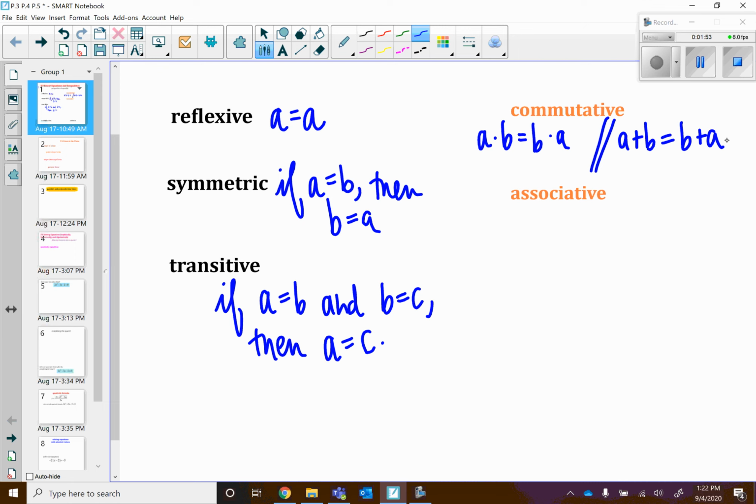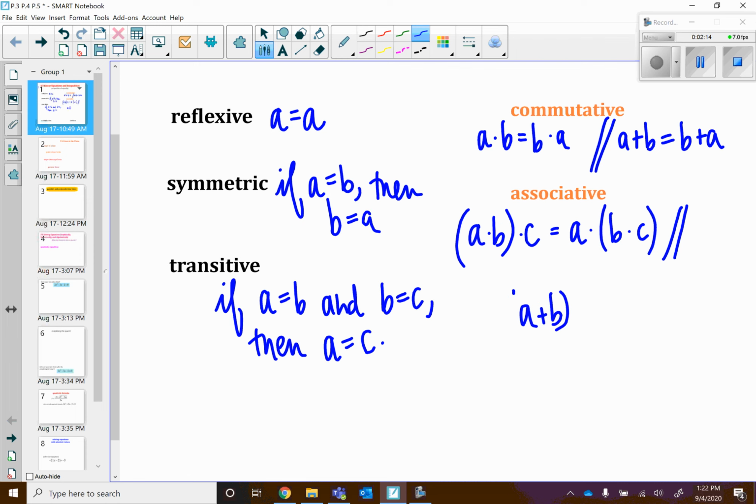The associative property is the one where you are grouping things. So A times B in parentheses times C is the same as A times B times C, right? We're grouping things differently, who you associate with, who your group is. And again, we can do this with addition too. So A plus B in parentheses plus C is going to be the same as A plus B plus C. These properties only work with addition and multiplication, so be sure you know that.